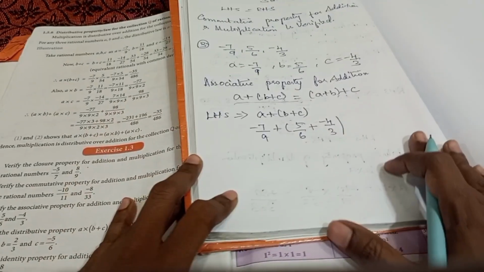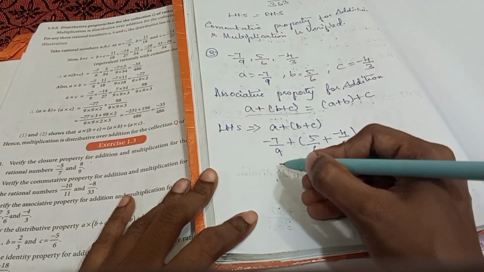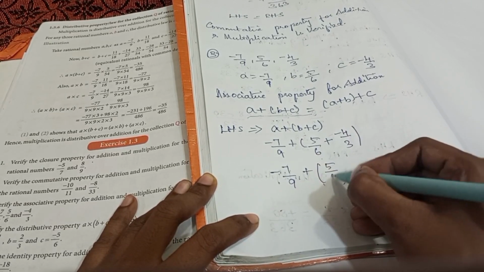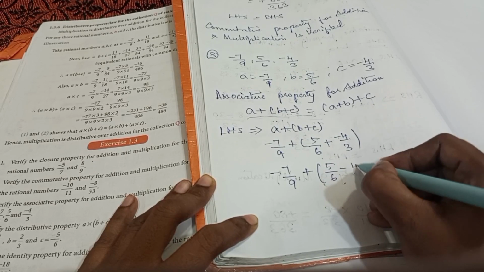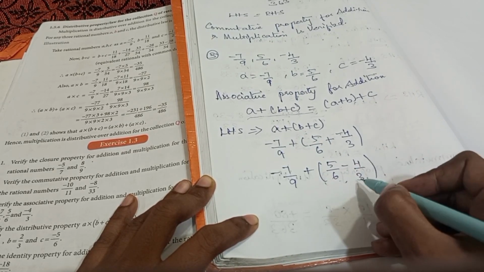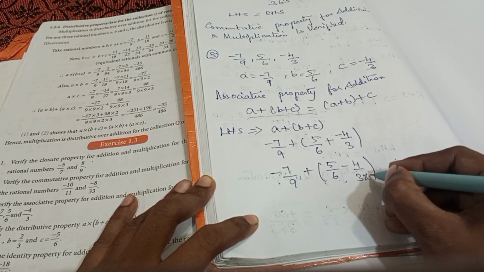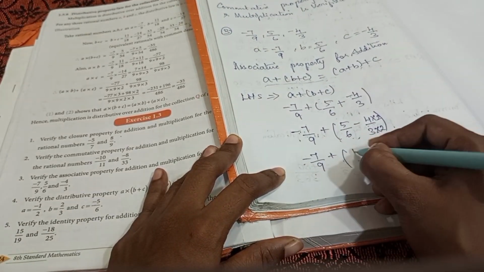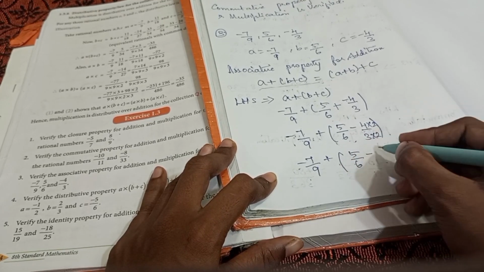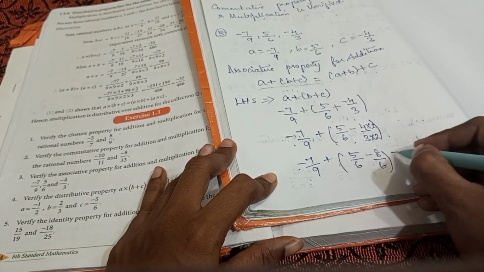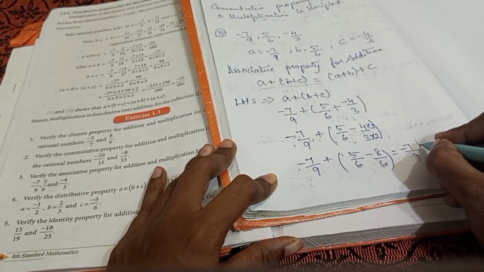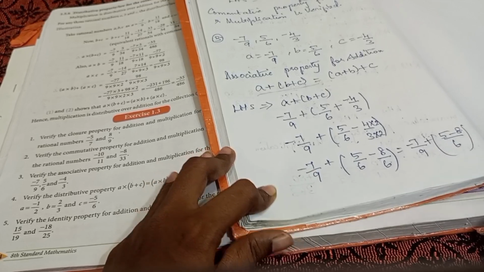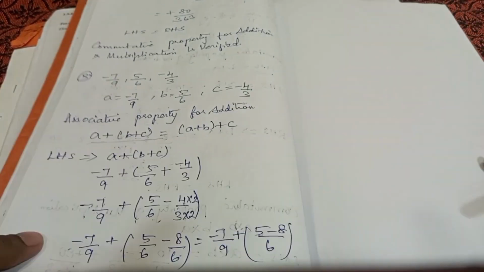Now you see here, minus 7 by 9 plus 5 by 6. What is this? Plus into minus is minus 4 by 3. You have to take LCM here. So LCM is 6. Now 3 twos are 6. Now minus 7 by 9 plus 5 by 6 minus 4 twos are 8 by 6. So what happens? Minus 7 by 9 plus 5 minus 8, the whole divided by 6. So what is 5 minus 8?